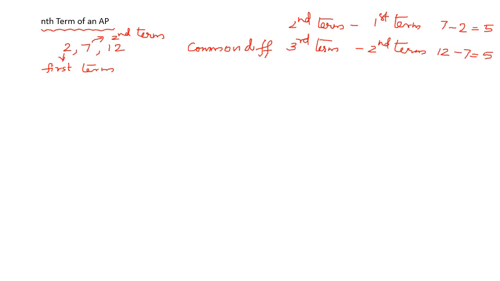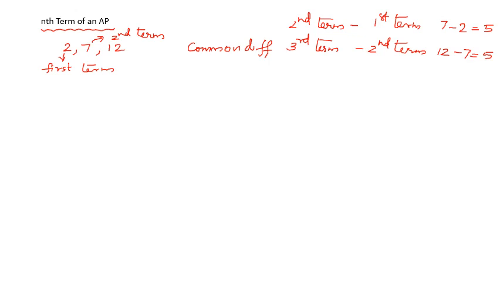So, if it is in AP, whenever you subtract, how should you be subtracting? You should subtract the previous term from the next term. That is third term minus second term. Then what you get is known as the common difference. So in this case, the common difference is 5.